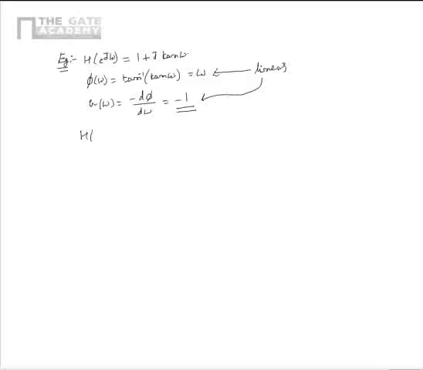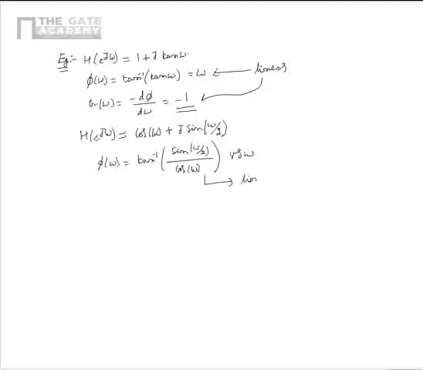Now let us consider another example in which it is given that H of e power j omega is equal to cos omega plus j sin omega by 2. If we find out the phase of the above system, we see that it is equal to tan inverse of sin omega by 2 divided by cos omega. If we try to plot the same for different omega, we see that this plot is not linear. So the system is not a linear phase system.